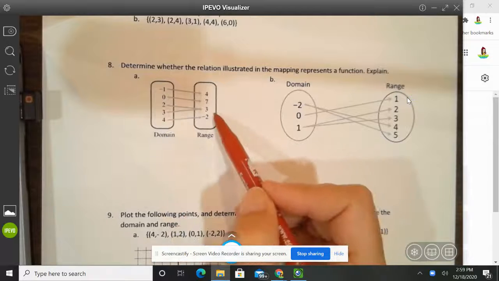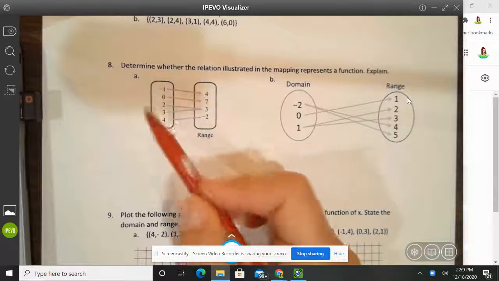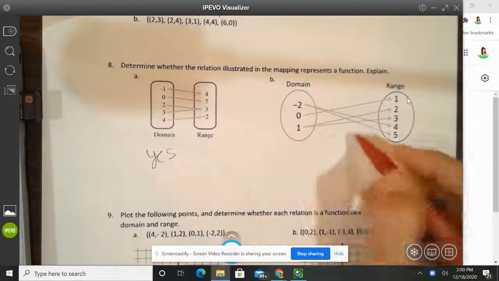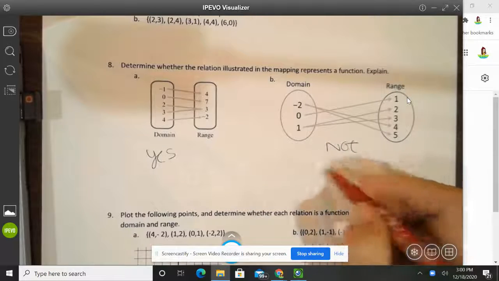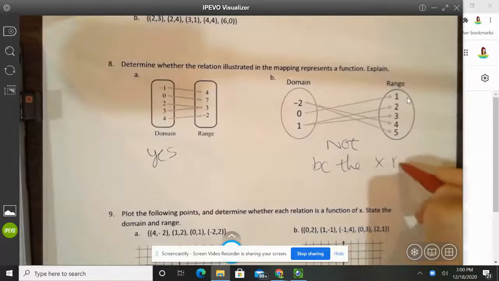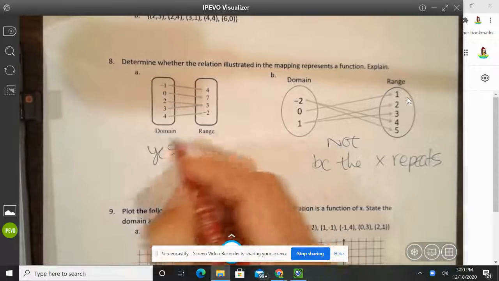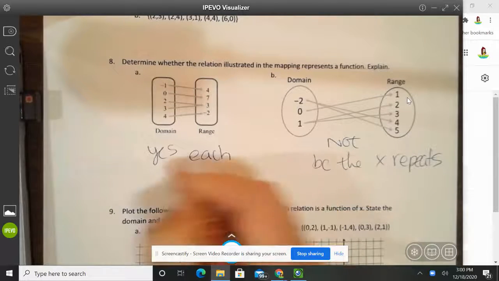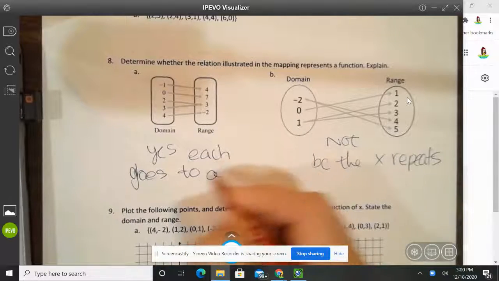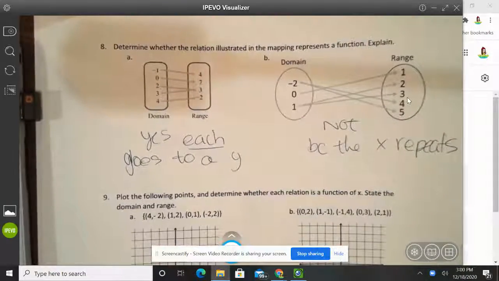So notice that 2 goes to 3 and 3 goes to 3. Your range can repeat, but not your x, okay? So this is a function, yes, and this is not a function. And why? Because the x repeats. And yes, because each x goes to y, meaning that the x's do not repeat.